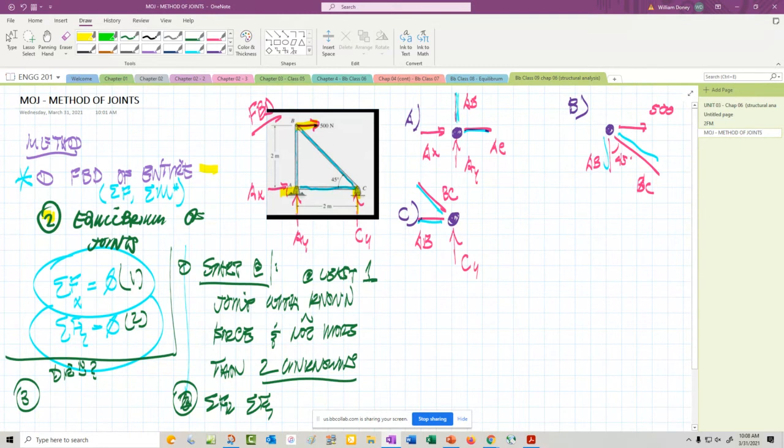You know, those are the members. I haven't drawn a direction yet because I don't know if I need to start with that joint. I want to find the joint that I'm going to start with, and then I'll deal with direction.